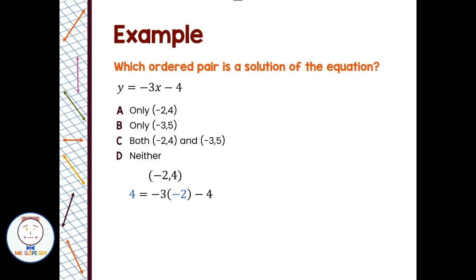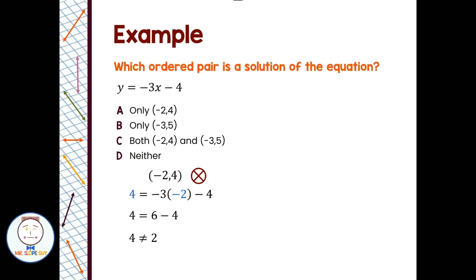So let's go ahead and work out our numbers. On the right side, we have negative 3 times negative 2. Negative times a negative is positive, so I get positive 6. And 6 minus 4 is 2. So both sides are not equal. 4 does not equal 2. So what does that mean? That means that negative 2, 4 is not a solution. So my first ordered pair didn't work.